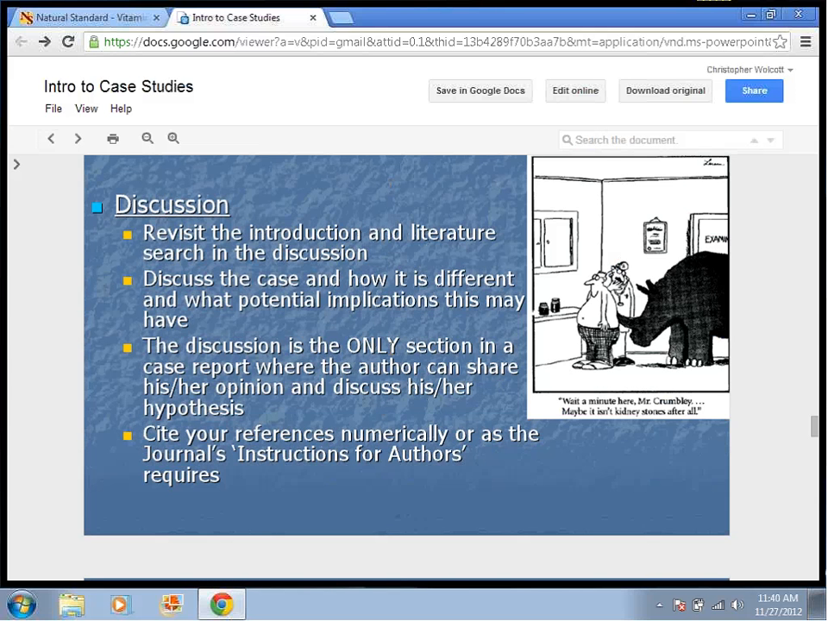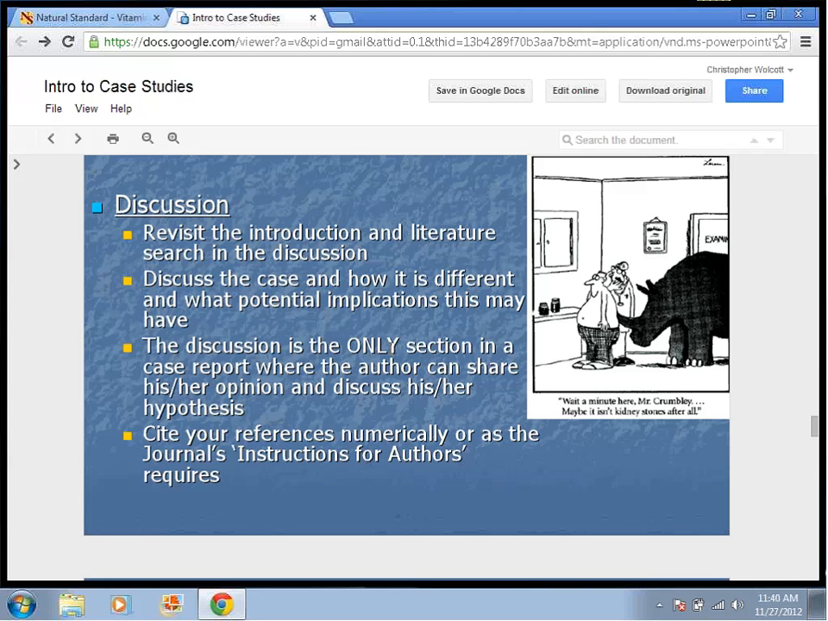Now, the discussion is the only section where you get to insert your own opinion. You get to talk about your own hypothesis or talk about why you feel personally that your case report has contributed to the chiropractic literature or the allopathic literature. So the discussion is where you get to discuss your paper, and it's fun. And you can also use references in your discussion section. So you can say other authors have thought that this was an awesome idea too. And the discussion section is where you can do that.